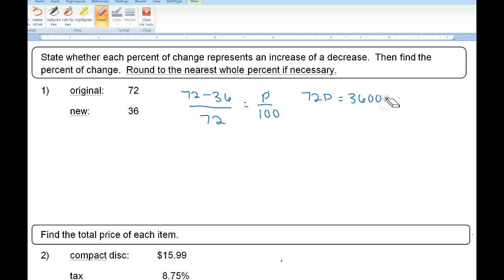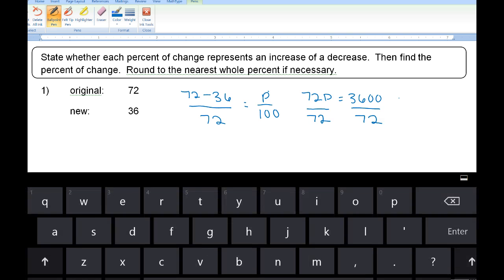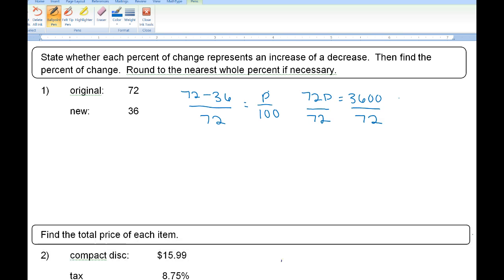Wait, how do you know if it's an increase or a decrease? Okay, so we need to write that down also. So as she's writing down, she's going to divide by 72. Okay, look at the original. If the original is smaller. Right, so the original is 72. Oh, then it's a decrease. If the new value is 36, did the new value get bigger or did it get smaller? Smaller. It got smaller. So is that an increase or a decrease?